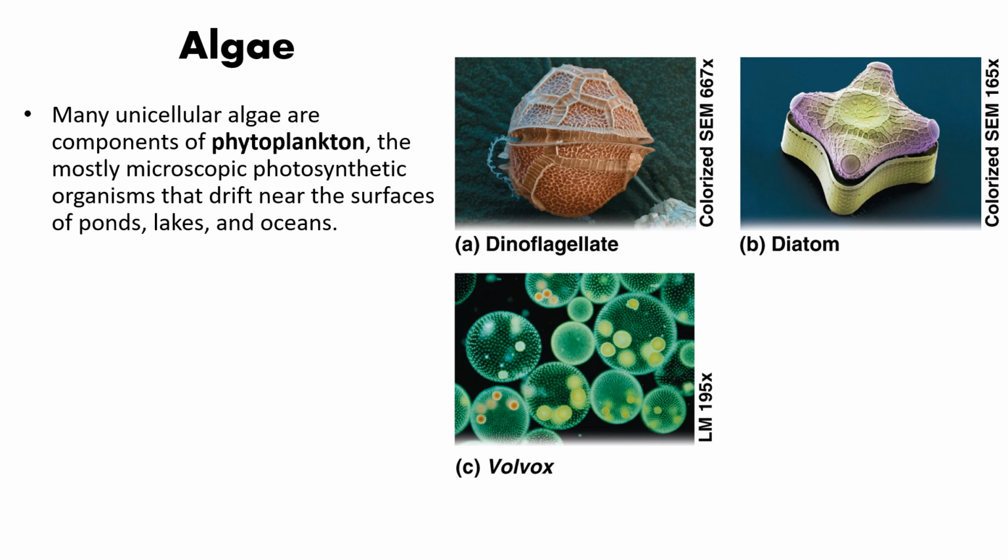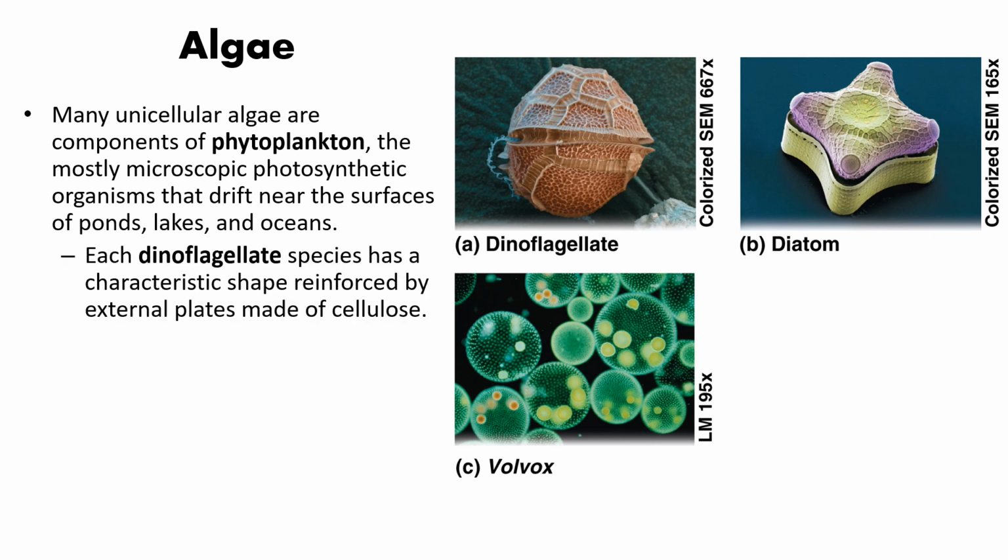So there are many unicellular algae, and they're going to be a component of phytoplankton, which are going to be mostly these photosynthetic microscopic organisms that will drift near the surface of ponds, lakes, and oceans. So they have to be exposed to the sunlight in order for them to be photosynthetic.